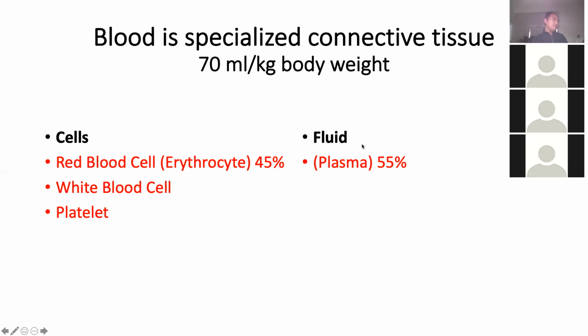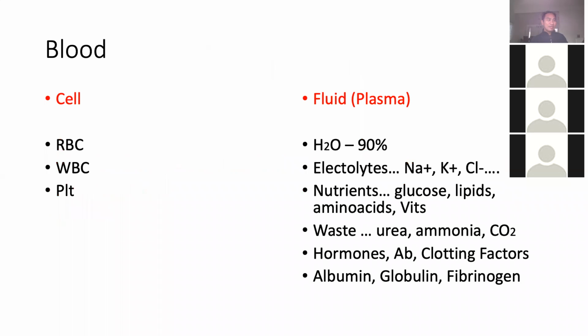The fluid portion of the blood is called plasma, and the cell portion is RBC, WBC, and platelets, which contributes about 45%. So any fluid in our body, of course, is made of water, isn't it? Blood plasma is made of water, 90% of that 55%.